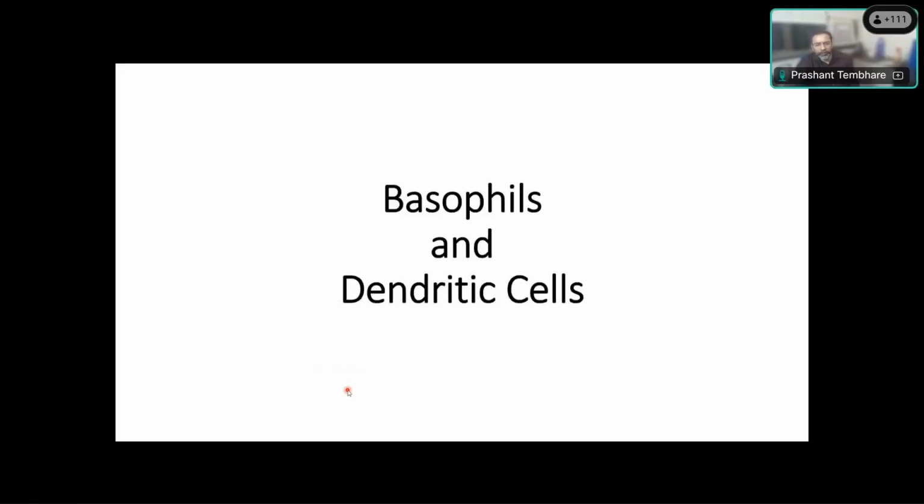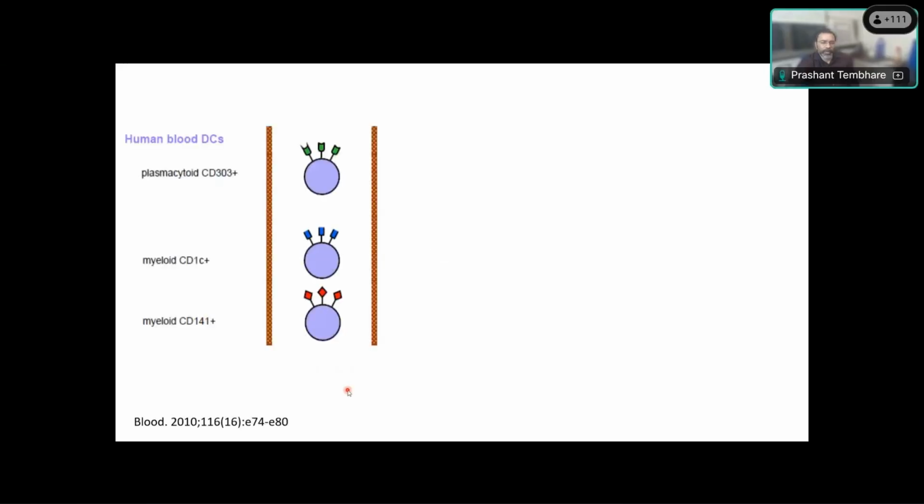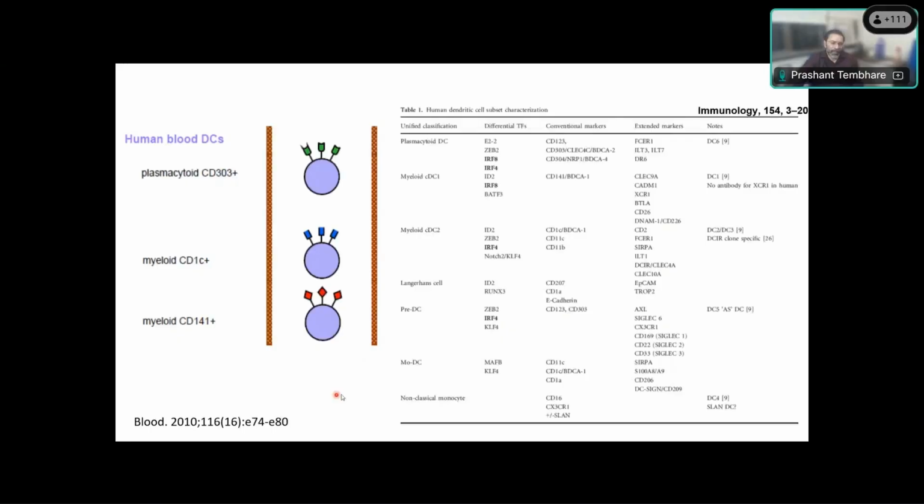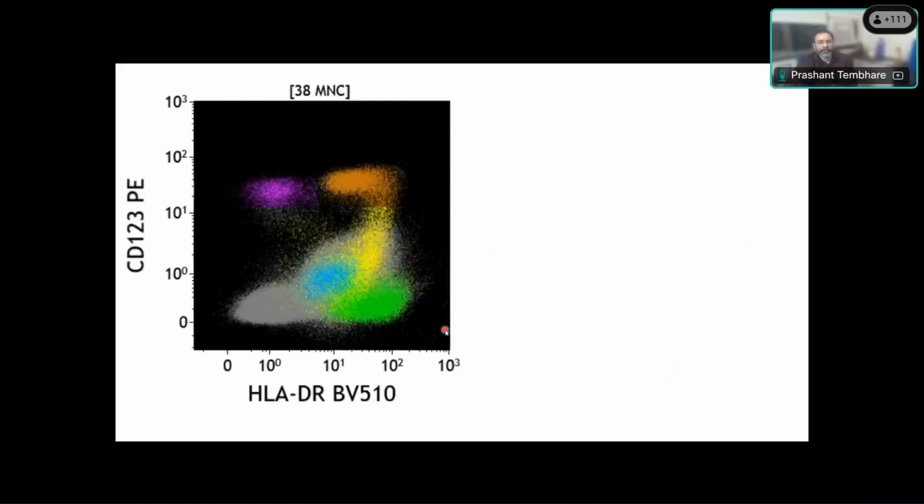Okay, now quickly, basophils and dendritic cells. You know the dendritic cell has multiple subtypes. You have plasmacytoid dendritic cells, and then you have myeloid dendritic cells. This is called a typical dendritic cell. These are plasmacytoid dendritic cells. And if you look more deeply, you can have six, seven more dendritic cell types. Now, dendritic cells also mature from the myeloid stem cell, and so do basophils. So they show a typical maturation.